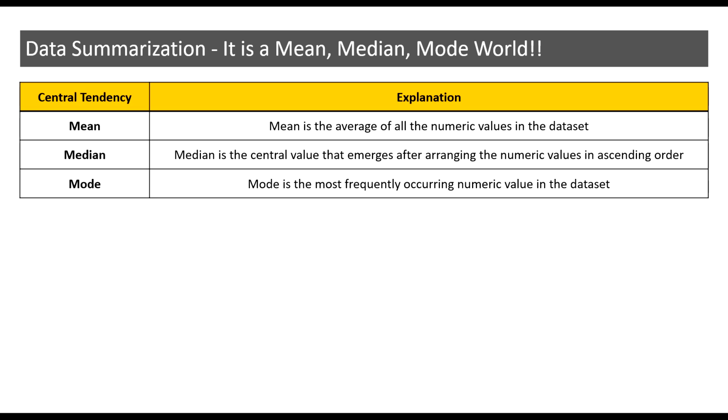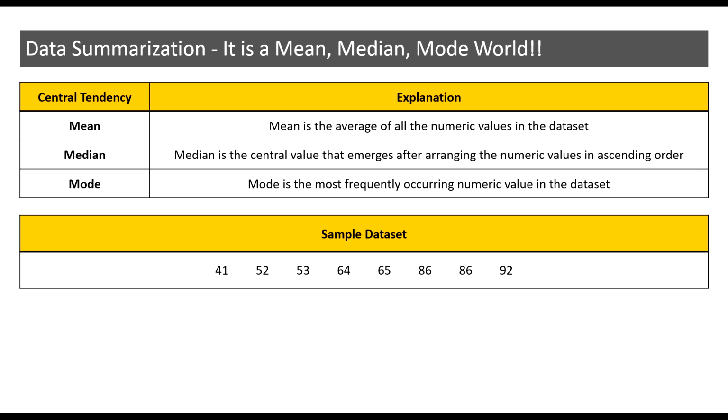There are three measures of central tendencies, namely mean, median, and mode. Mean is nothing but the aforementioned arithmetic average. The median is the central value that emerges after arranging all the values in a particular dataset in ascending order. Lastly, the mode is just the most frequently occurring value in a particular dataset. Now, let us take a look at a sample dataset. This sample data consists of marks obtained by students in a particular class.